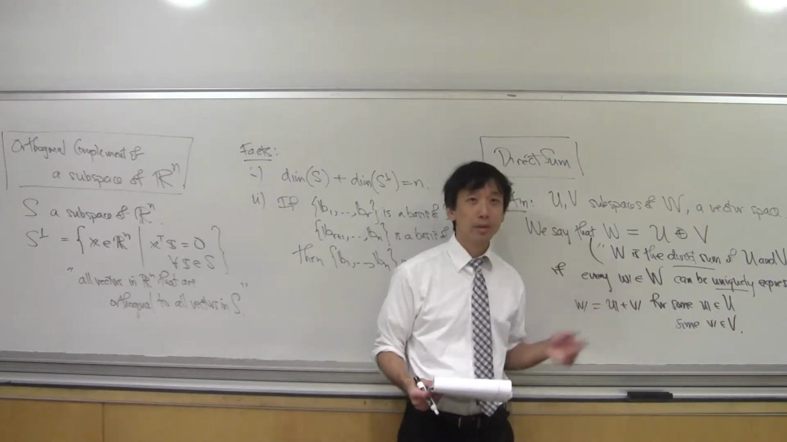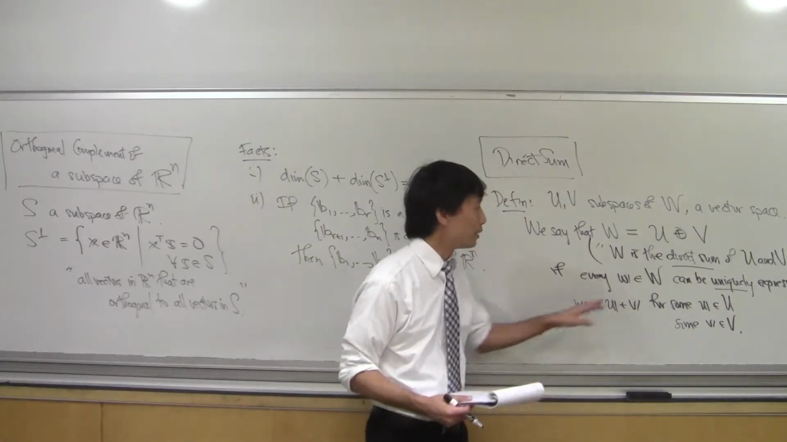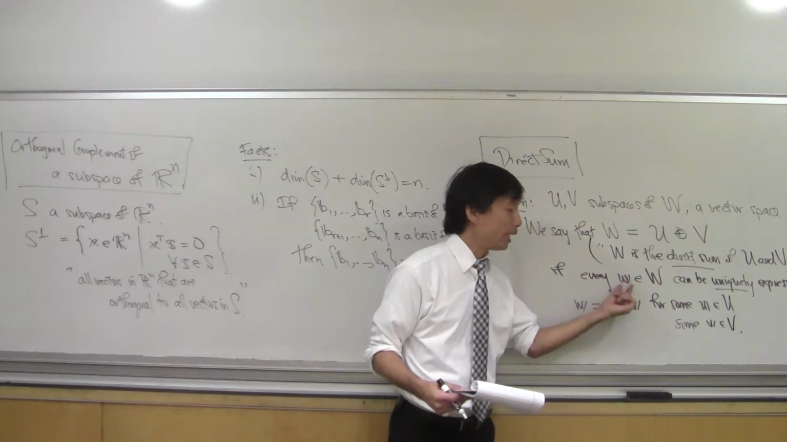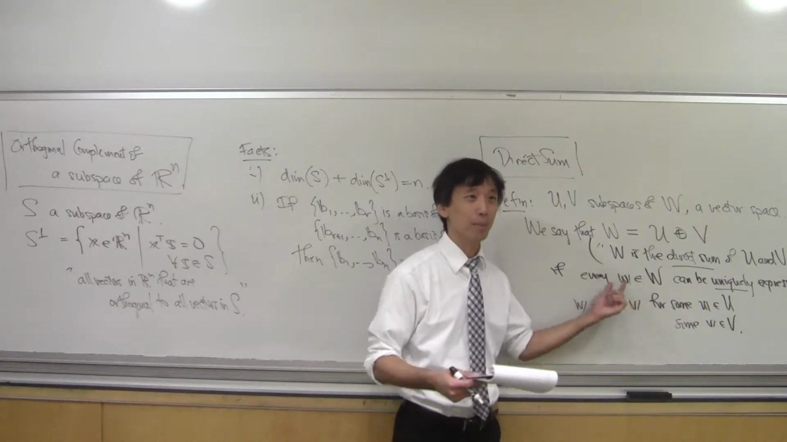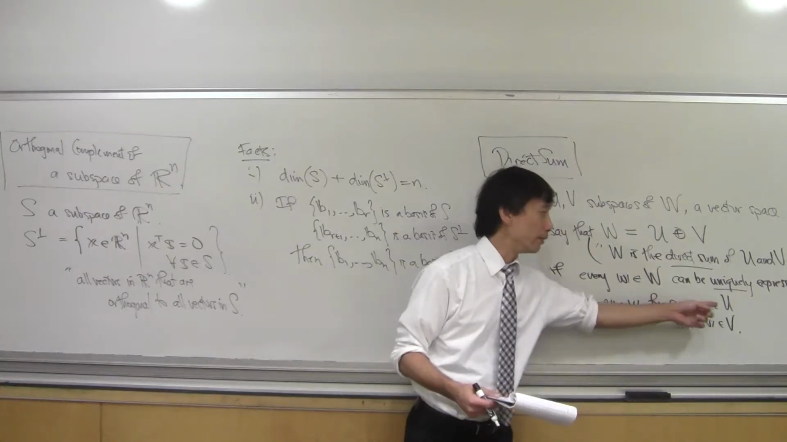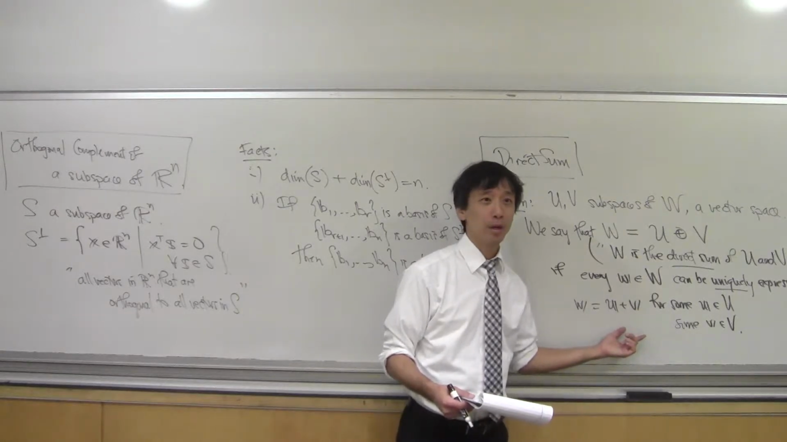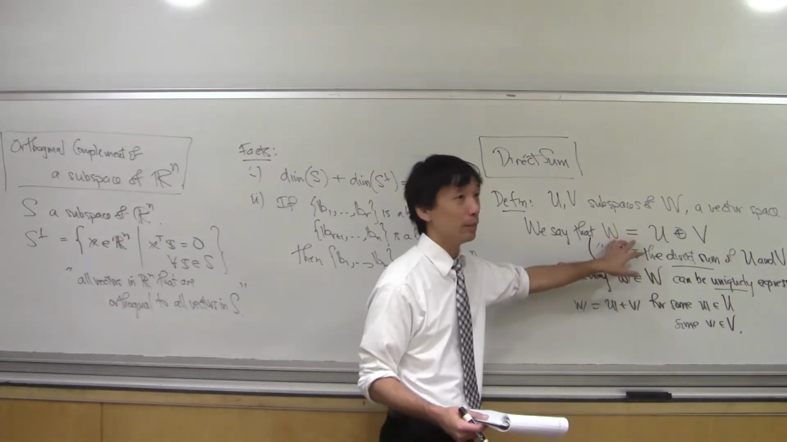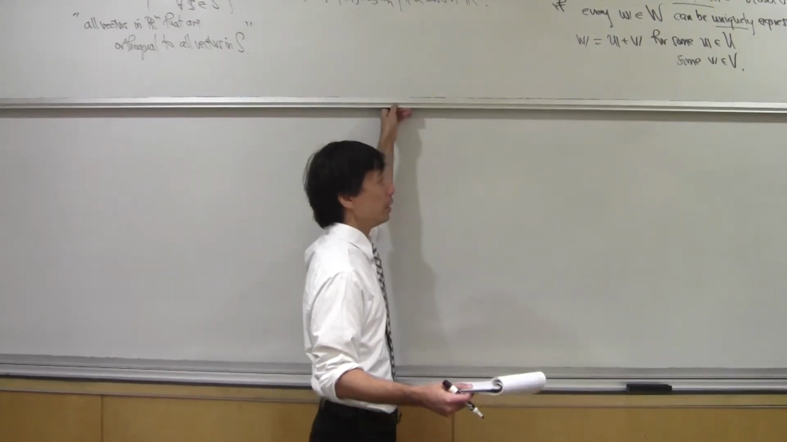So what this says is that everybody in W can be expressed as a sum, right? It has a decomposition. Every vector in W can be decomposed into two parts, one of which is in U and the other of which is in V, and that can only be done in one way. Okay, if that's the case, we say that W is the direct sum of U and V. And we write this funny addition symbol.